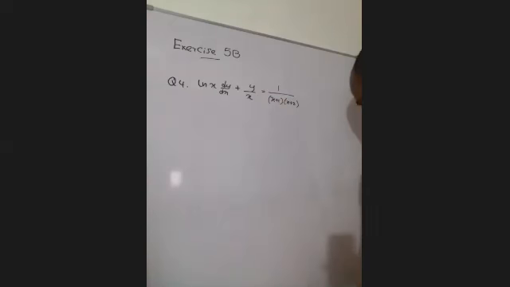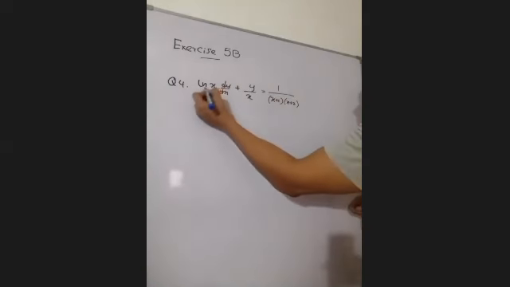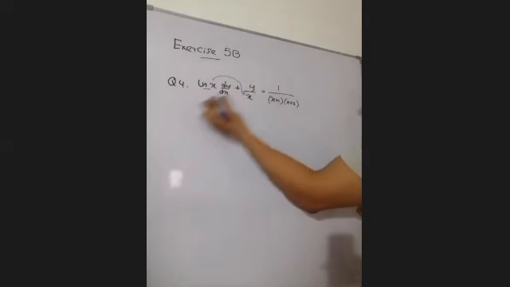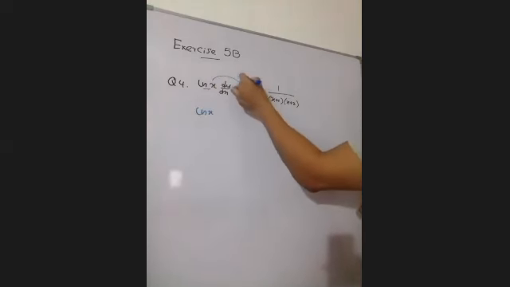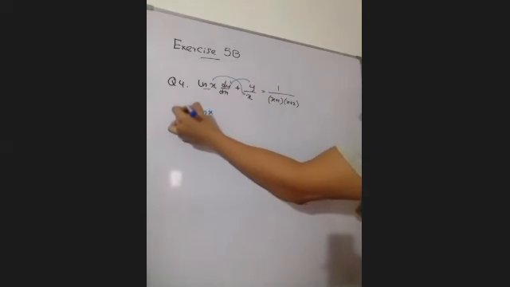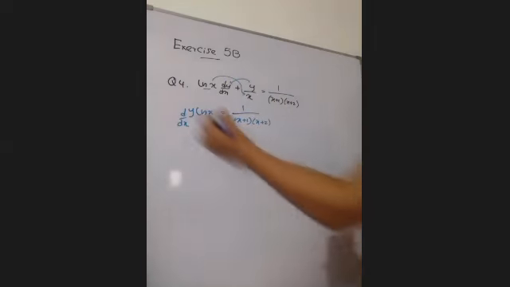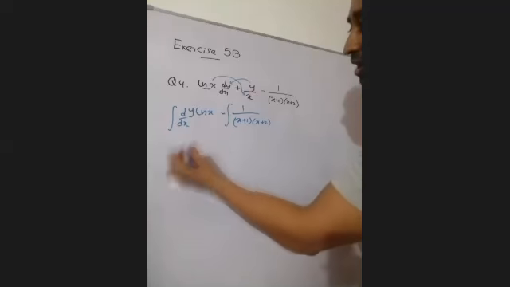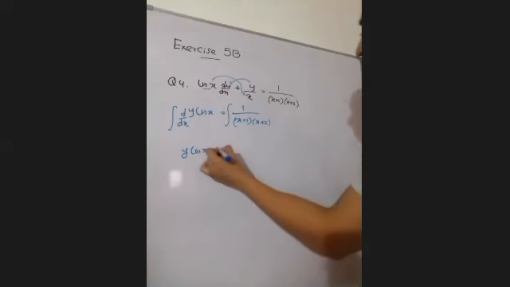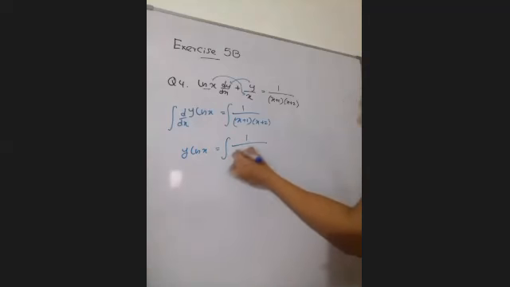See, now you can see the differentiation of ln x is here, 1 over x, so you can write ln x over here. The other part is y. So you can write this as d by dx of y ln x is equals to 1 over (x plus 1)(x plus 2). Then you can do the integration for both sides. Then you get y ln x is equals to the integration of 1 over (x plus 1)(x plus 2). Later on we will learn how to do this integration.